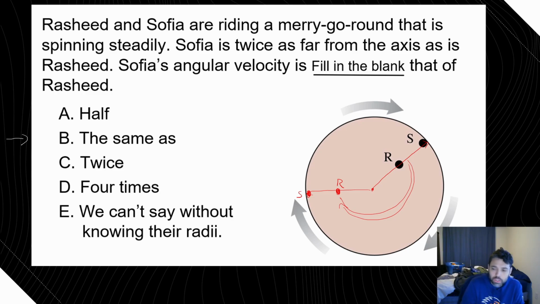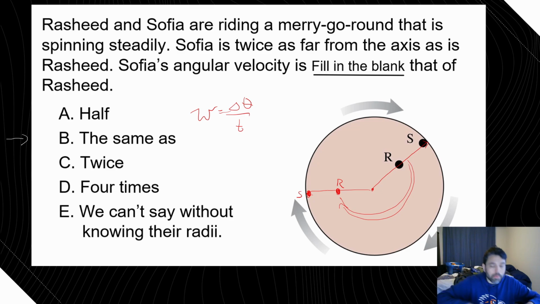Is the angle that is swept out from the original position to over here the same for both Rashid and Sophia? Is the angle the same? The answer is yeah, the angle is the same. Well, angular velocity, omega, is delta theta over time. So they had the same angle that they're sweeping out and the same time, right? I mean, they're on the merry-go-round. They're not running around. They're stationary on the merry-go-round.